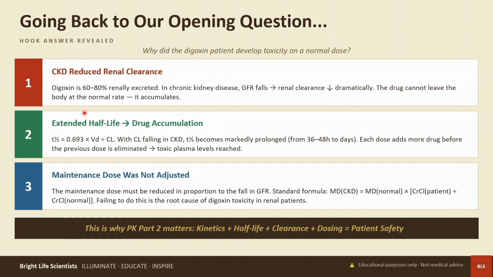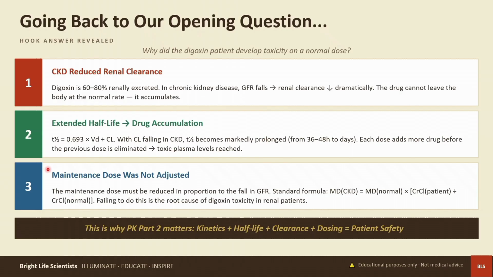Second, extended half-life led to drug accumulation. Remember the formula: T half equals 0.693 times VD, the volume of distribution, divided by clearance. When clearance falls, half-life extends from 36 hours to potentially days. Each new dose arrives before the previous one has been adequately eliminated. Levels build up, and toxic concentrations are reached.